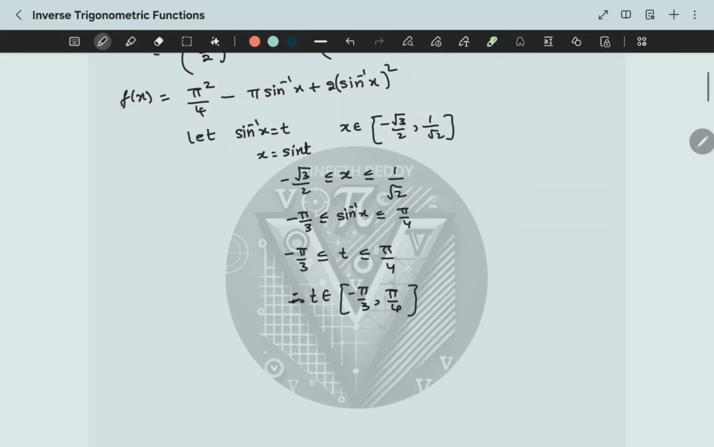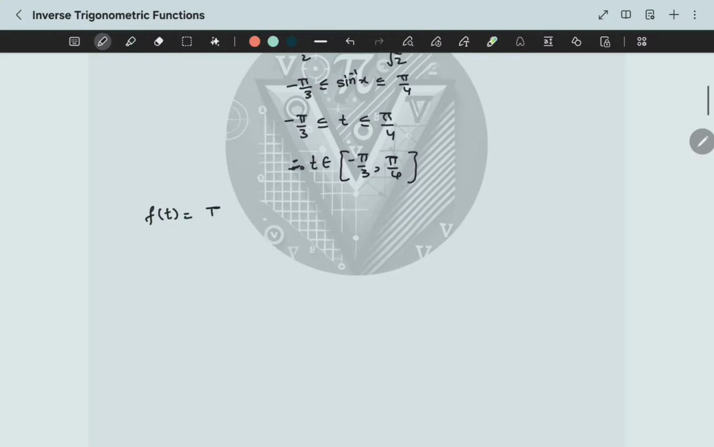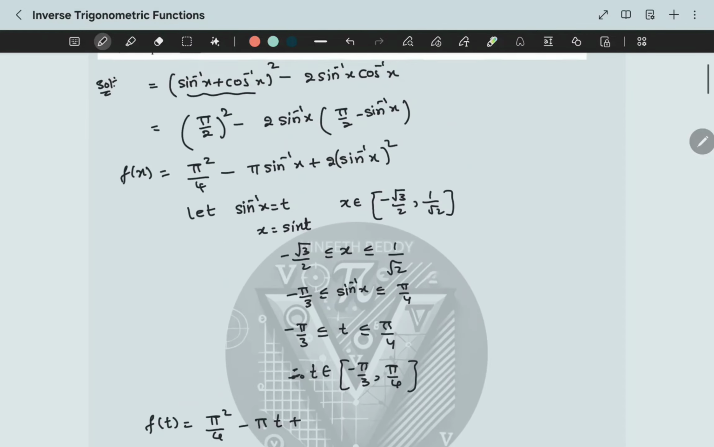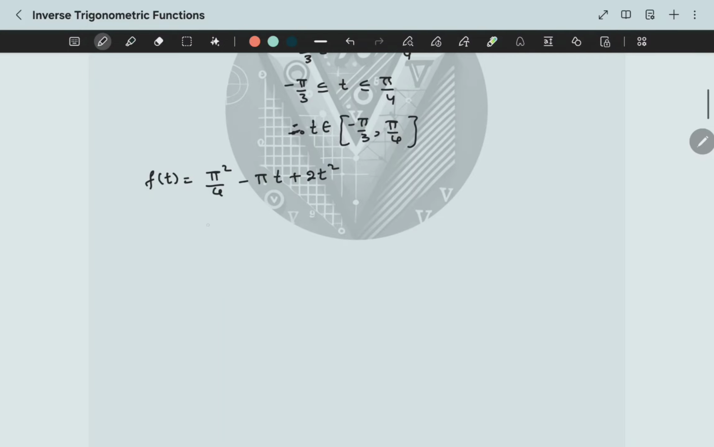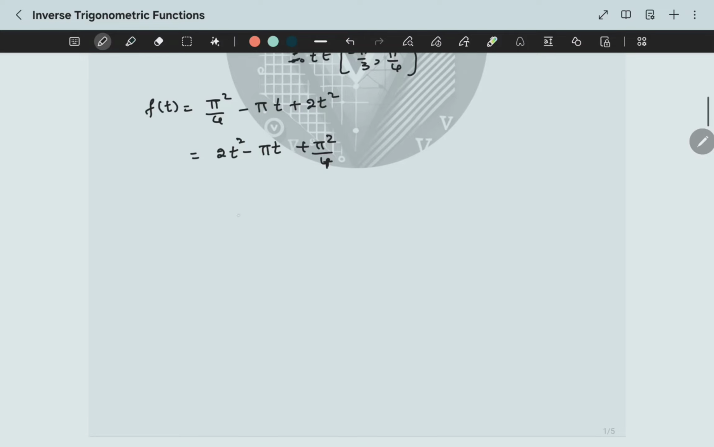I hope this is clear. So now what will f of t be? The function of t will be pi square by 4 minus pi t plus 2t square. So this will be nothing but 2t square minus pi t plus pi square by 4. Now this is an upward parabola, right? It's a quadratic, so it is an upward parabola, and that means it will have a minima.